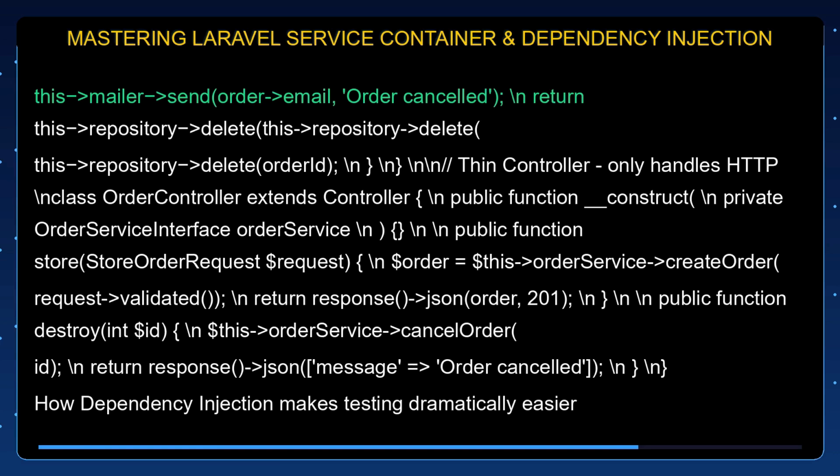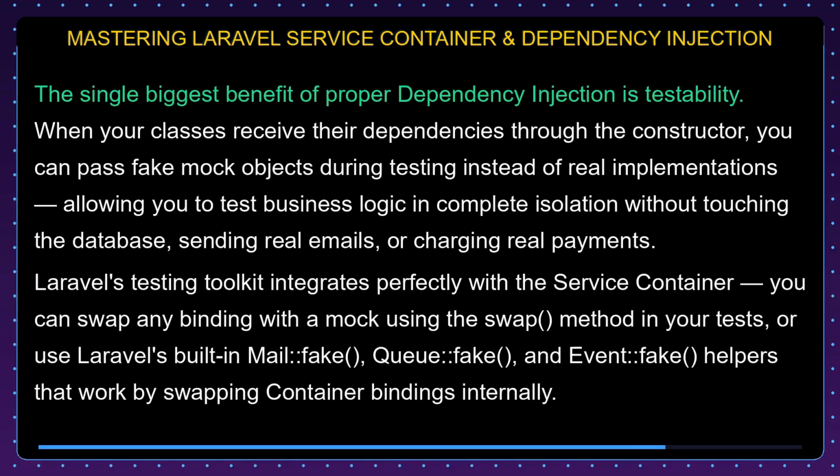How dependency injection makes testing dramatically easier. The single biggest benefit of proper dependency injection is testability. When your classes receive their dependencies through the constructor, you can pass fake mock objects during testing instead of real implementations, allowing you to test business logic in complete isolation without touching the database, sending real emails, or charging real payments. Laravel's testing toolkit integrates perfectly with the service container. You can swap any binding with a mock using the swap method in your tests, or use Laravel's built-in Mail::fake, Queue::fake, and Event::fake helpers that work by swapping container bindings internally.